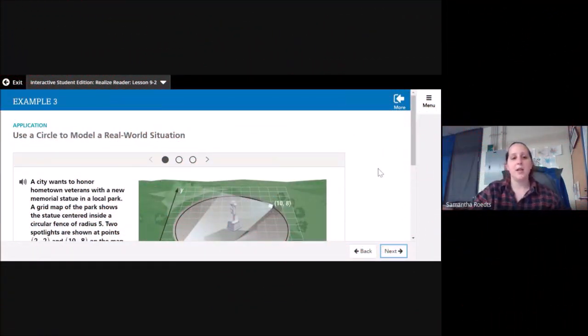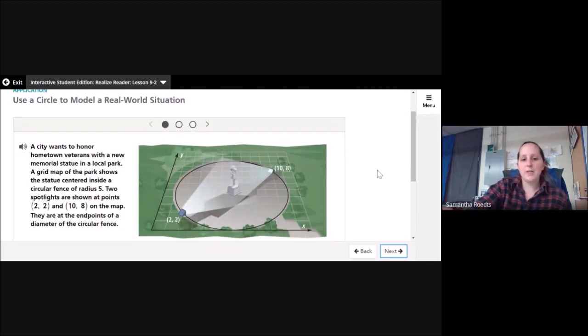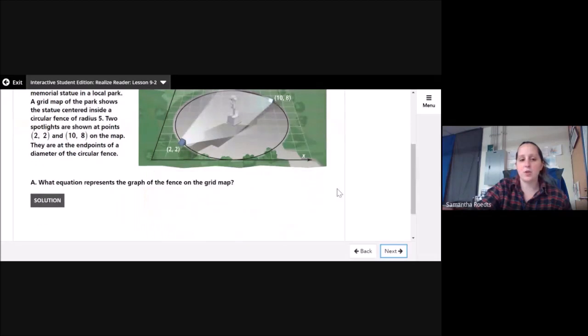All right, example 3. Use a circle to model a real-world situation. A city wants to honor hometown veterans with a new memorial statue in a local park. A grid map of the park shows the statue centered inside a circular fence of radius 5. 2 spotlights are shown at points (2, 2) and (10, 8). So here's (2, 2) and (10, 8) on the map. They are at the endpoints of the diameter of the circular fence.